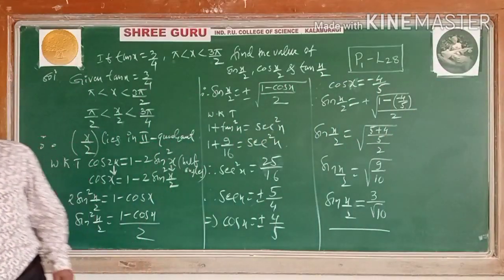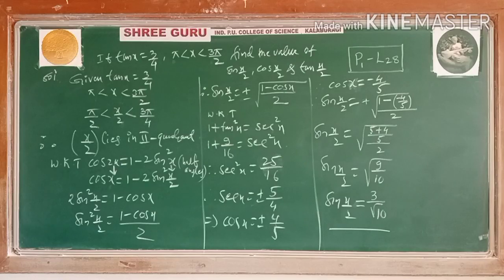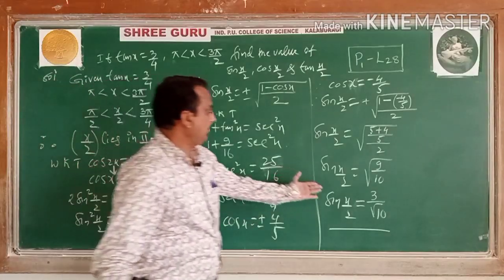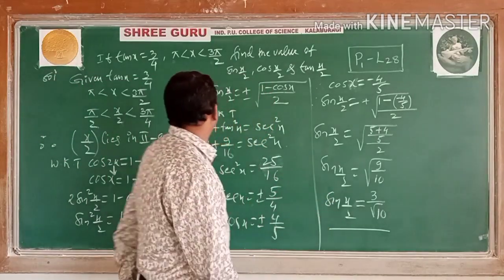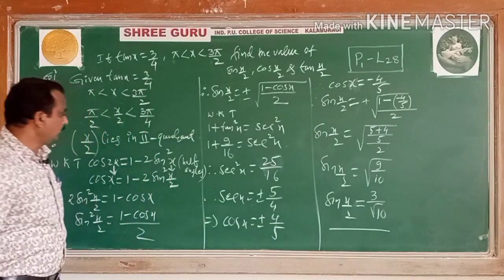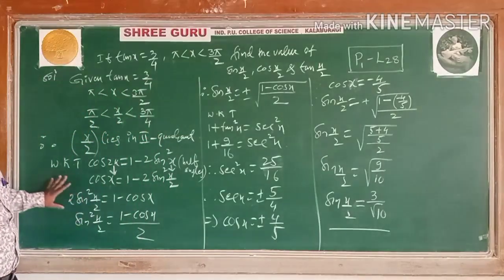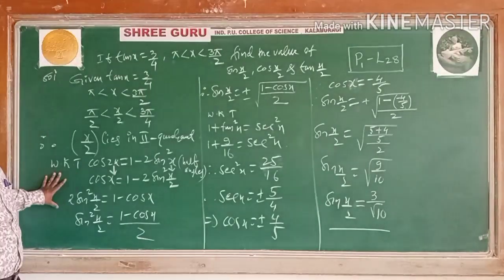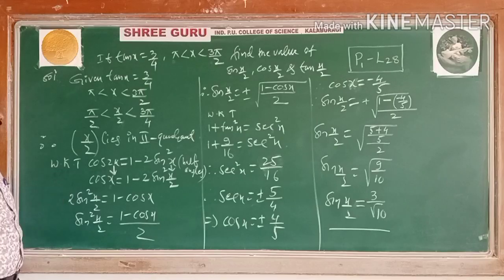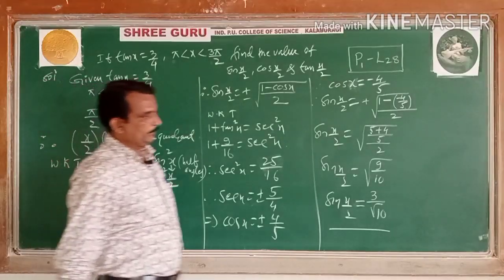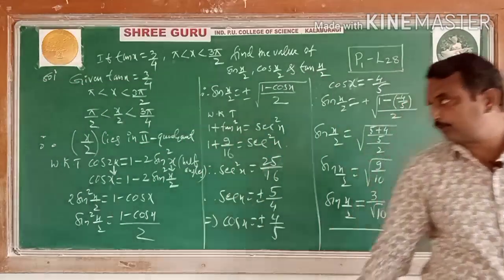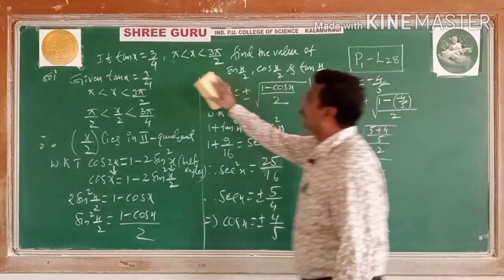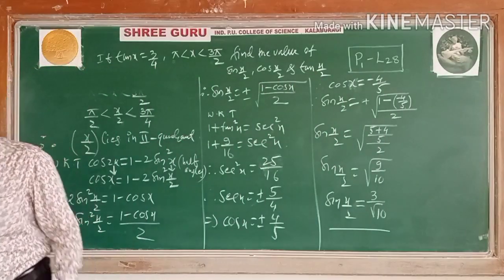Next, similarly we will go for the cos x by 2 value here. Let us go for the cos x by 2. Shall I remove this one, students? I think you have completed. Now I will go for the cos x by 2. Similarly, you will go for the cos x by 2, students. We will reduce the formula for the cos x by 2. I will remove this one.